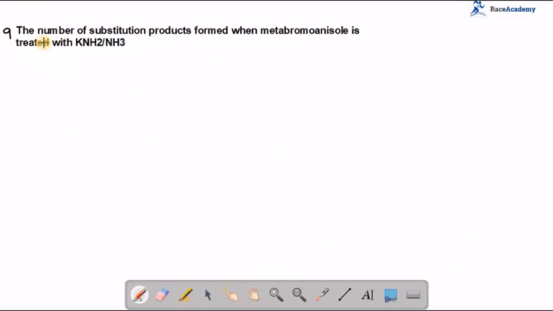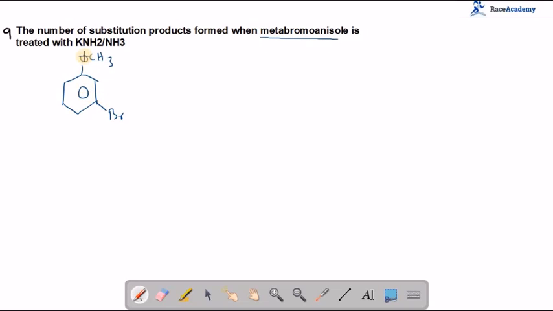See this question. The number of substitution products formed when meta-bromoanisole is treated with KNH2 in ammonia. You know, this is amide. Usually we will prepare amines from the haloalkanes using this method. Actually, in this method there will be a benzyne intermediate also formed. Okay, so in short we will discuss that one only with the products. So here they are asking products only.